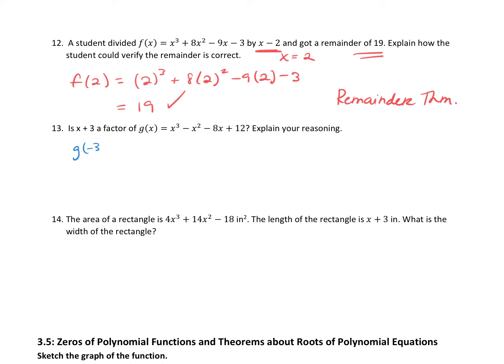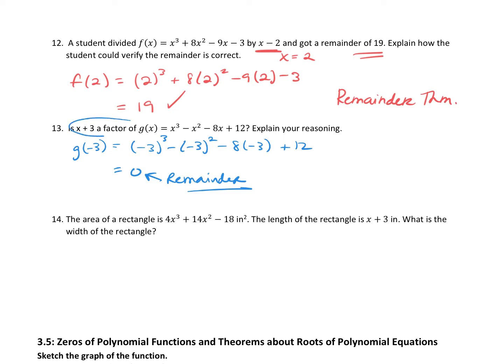So what's g of -3? You have to use parentheses, otherwise we're going to get a wrong answer. But if you use parentheses when you plug this in, and then do all that math on your calculator, you get a 0 back. That means that 0 is the remainder. So x plus 3, is it a factor? Sure is. It divided evenly because you did not get a remainder. Again, another thing you could have done is show with synthetic division that the remainder was 0 when you divided it.